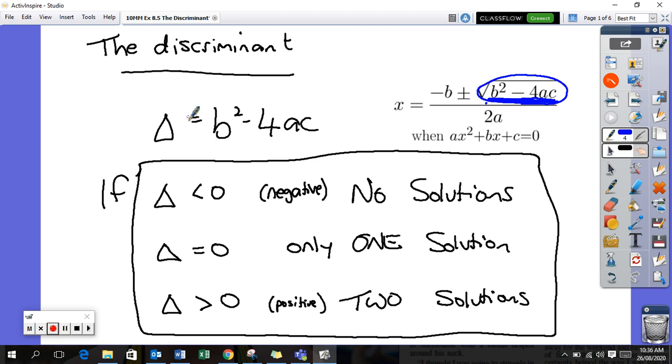Okay, and we give it this symbol. It's a delta symbol, Greek symbol. So just basically a triangle. Delta, the discriminant equals b squared minus 4ac. So we're just looking at that bit.